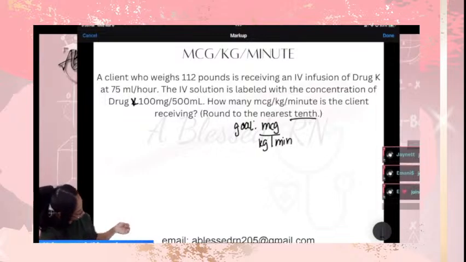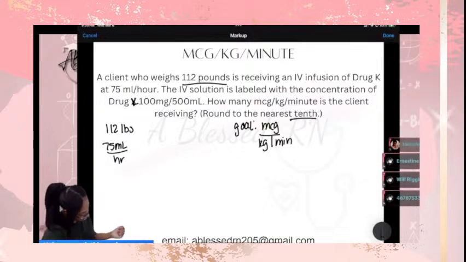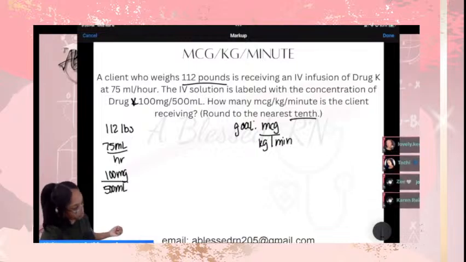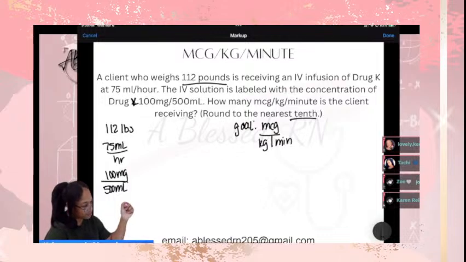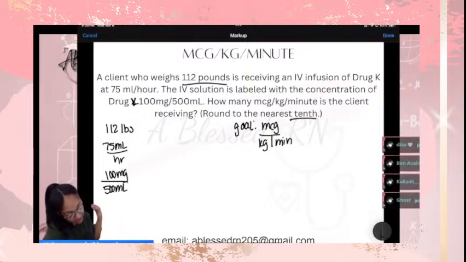So while you tell me what type of drug is warfarin, we've got a 112-pound person, right? And they're getting 75 mLs of medicine an hour. And it is available in 100 milligrams per 500 mLs. It's an anticoagulant, a blood thinner. Yes, yes, yes. All right. Y'all know things, okay? And you'll know these problems and how to get through them too, okay?